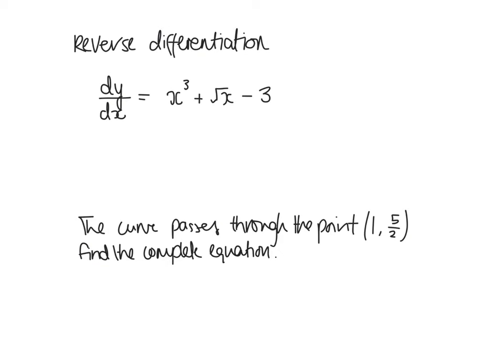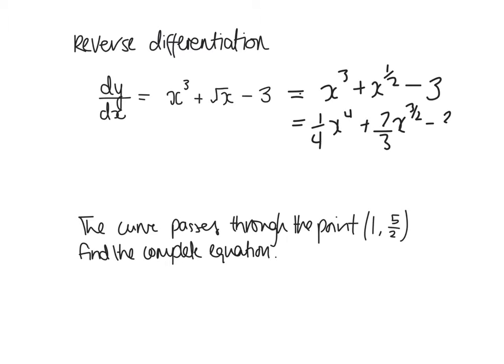So let's do a quick example here. Now, to integrate this expression that we've got in our question here, we're all good for the first term. The second term is not so nice as it is. So much like with differentiation, we're going to change that to an index expression, so x to the power of a half. Then we'll integrate 1/4 x to the power of 4, so add 1 to the power, divide by the new power. This will become x to the 3 over 2, and so 2/3, minus our 3x, and add c.